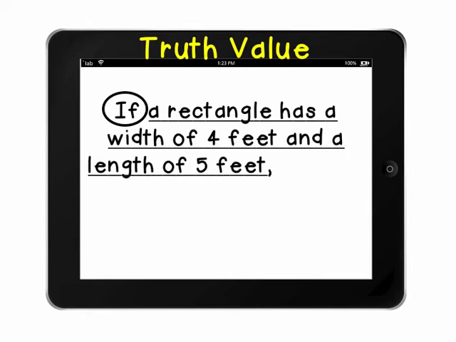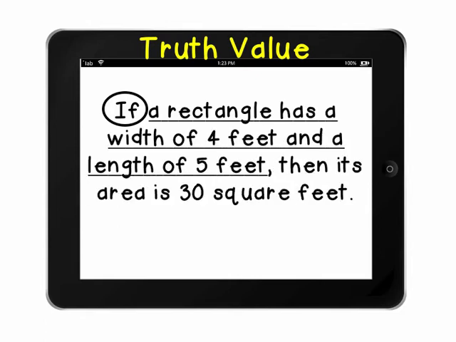The hypothesis is underlined. The hypothesis must be true in order for a statement to be true. Even if I'm disproving a conditional statement, the hypothesis must be true. All right, now, there's no reason to believe why this hypothesis is not true. There could be a rectangle with a width of 4 feet and a length of 5 feet. Now, how about the conclusion?